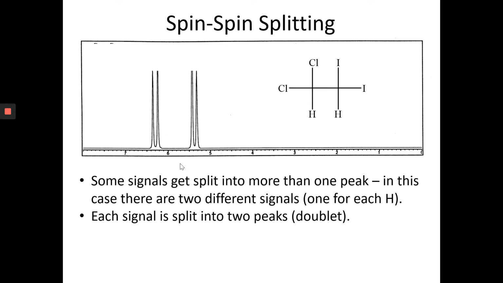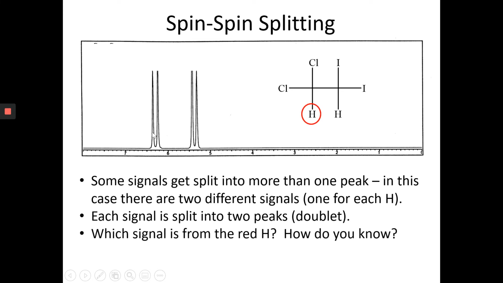We notice, however, that in this particular case, the signals are not single peaks. Each one is split into two peaks, real close to each other. We call two peaks really close to each other a doublet. So this is a doublet, that's one signal, and this is also a doublet, that's the second signal. Now, we have two signals here. Only one of those signals arises from this red hydrogen. So let's see if we can figure out which one is which.